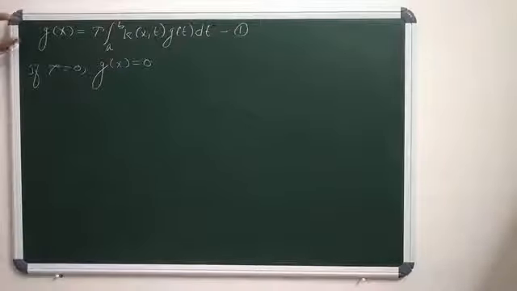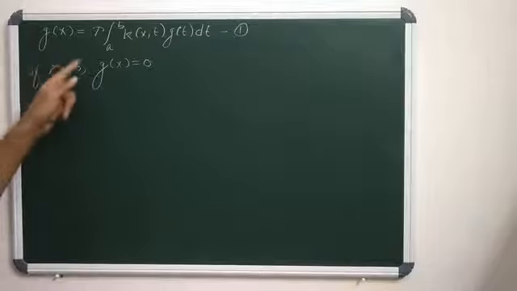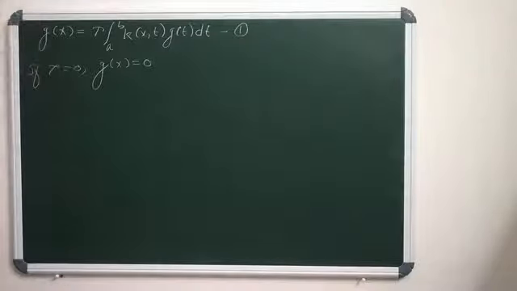First we consider the homogeneous Fredholm integral equation, that is g(x) = lambda integral from a to b K(x,t) g(t) dt. When lambda equals 0, g(x) equals 0. So lambda equals 0 gives the zero solution, or the trivial solution of the given equation.